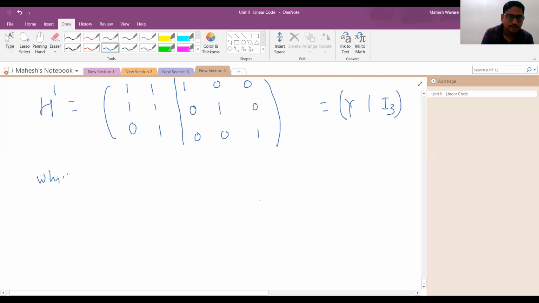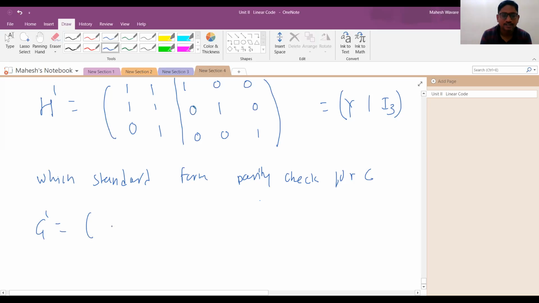or which is the standard form parity check matrix for C. So what is G dash? How can G dash be written? Again, the reverse algorithm can be applied. What is the length of this code? Length of this code is 5, minus K, 5 minus 3, and you should write minus Y transpose here.